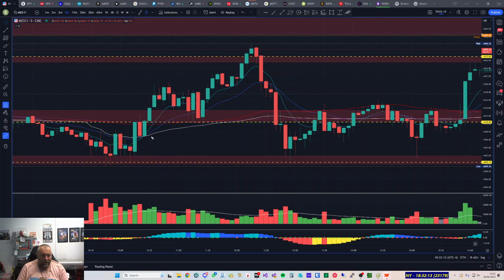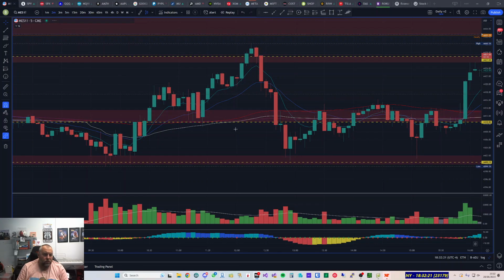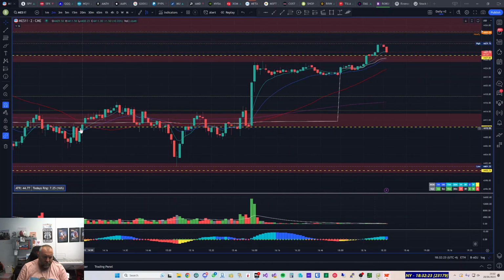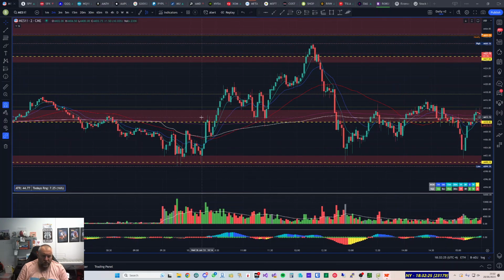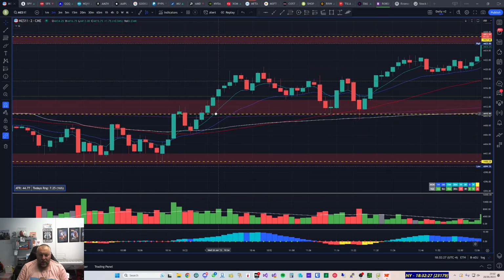I was up for the day, and I'll be honest, I was watching for a break and retest. I'm going to go into the 2-minute chart now, and what I was watching for I totally missed, and like yesterday I missed it, and I need to get better at this. I was watching this level here, which was 4408, and I just came out of my trade at the VWAP, or just as it came back to the VWAP.